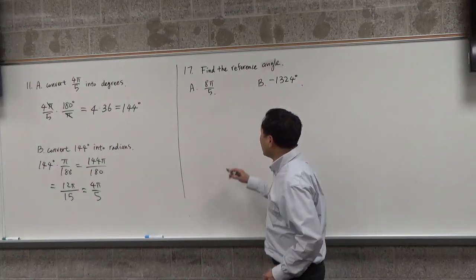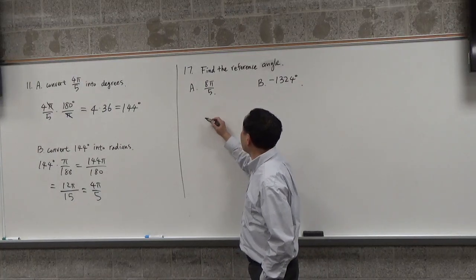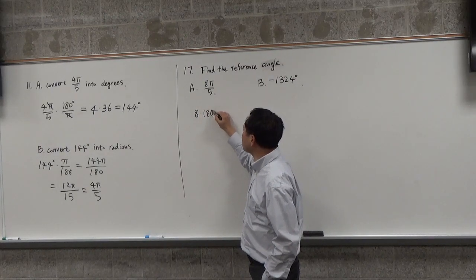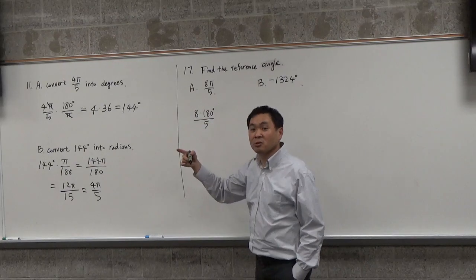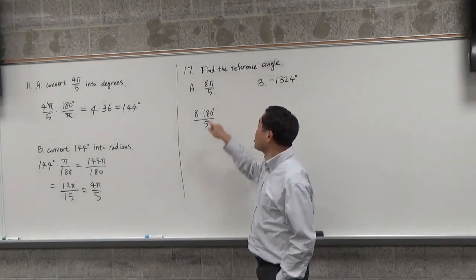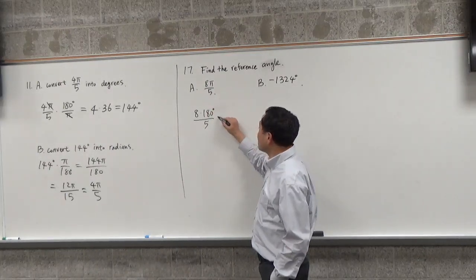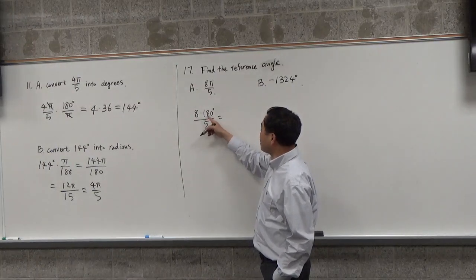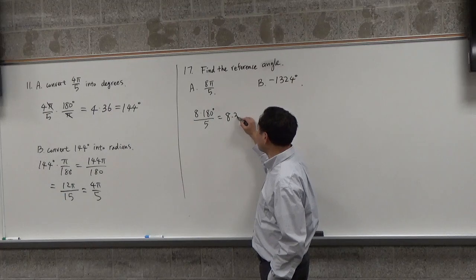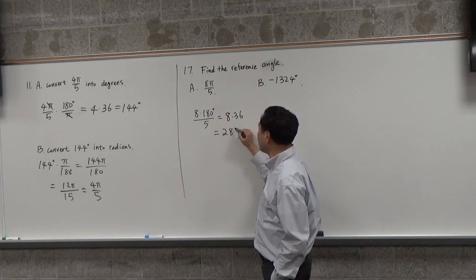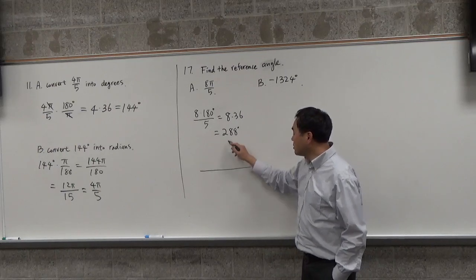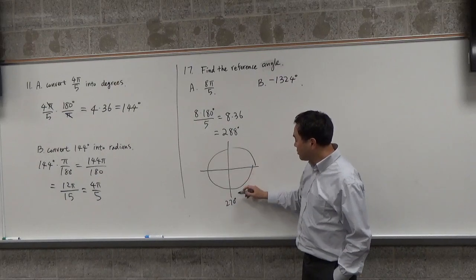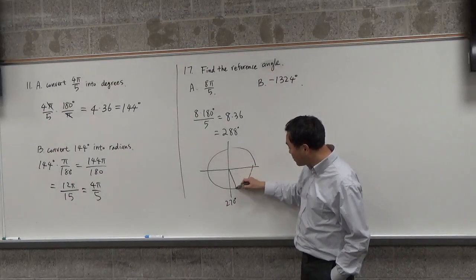Okay, so let's think about 8 pi over 5. What's the reference angle? It's hard to picture what this is doing, so please change to degrees first, then draw it on the unit circle. After you figure out the reference angle, you have to go back to radians. So pi is 180 degrees, and 180 divided by 5 is 36, so this gives you 288 degrees. On the unit circle, here's 270 degrees, and 288 is just slightly after 270.